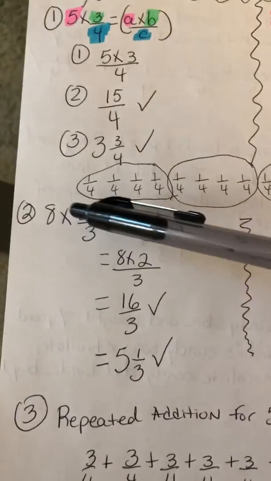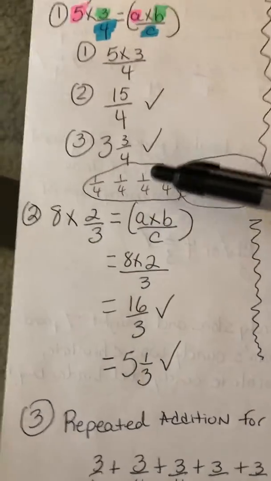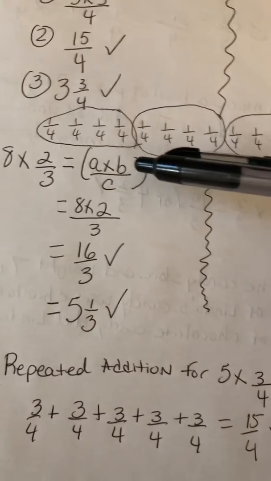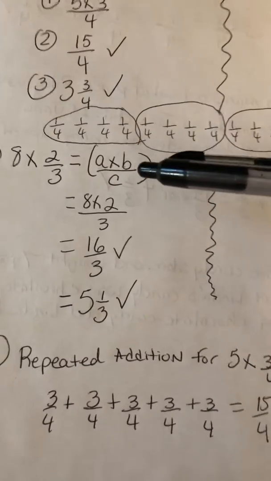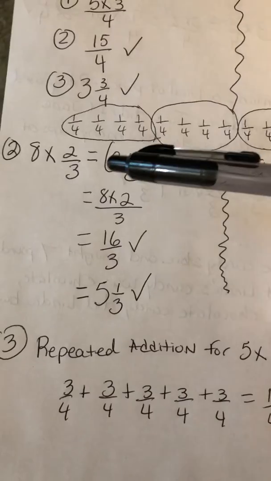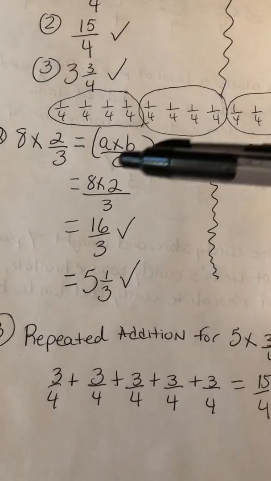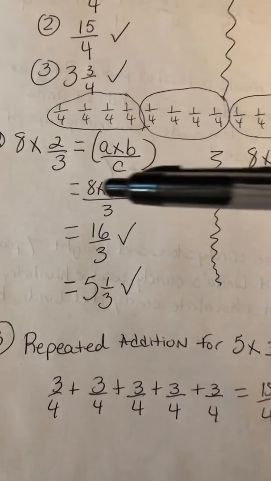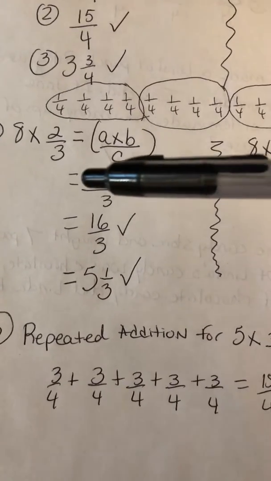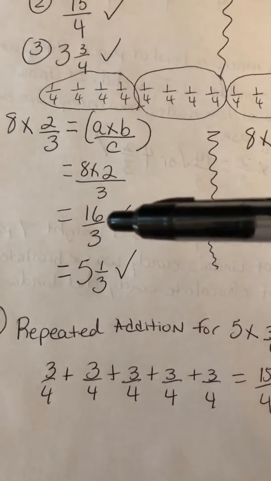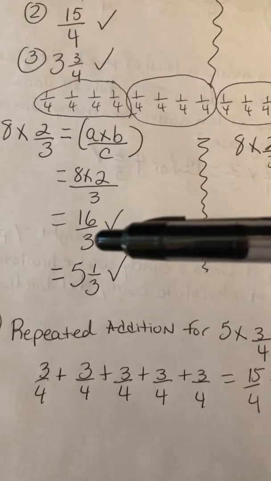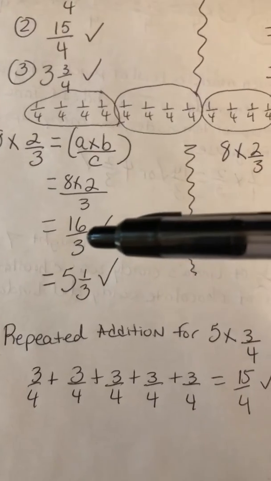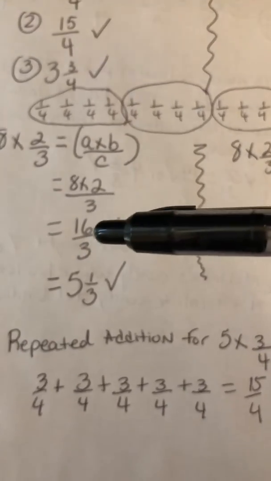8 times 2/3. Okay? And the first part of this strategy, again, I'm using A times B over C. And I'm going to ask you these questions. What is A? It's 8. What is B? It's 2. And what is C? It's 3. So I rewrote it using my formula. Now I'm going to multiply 8 times 2, which gives me 16. Again, my denominator stays the same. It is 3. Okay, now I'm going to divide 3 into 16.